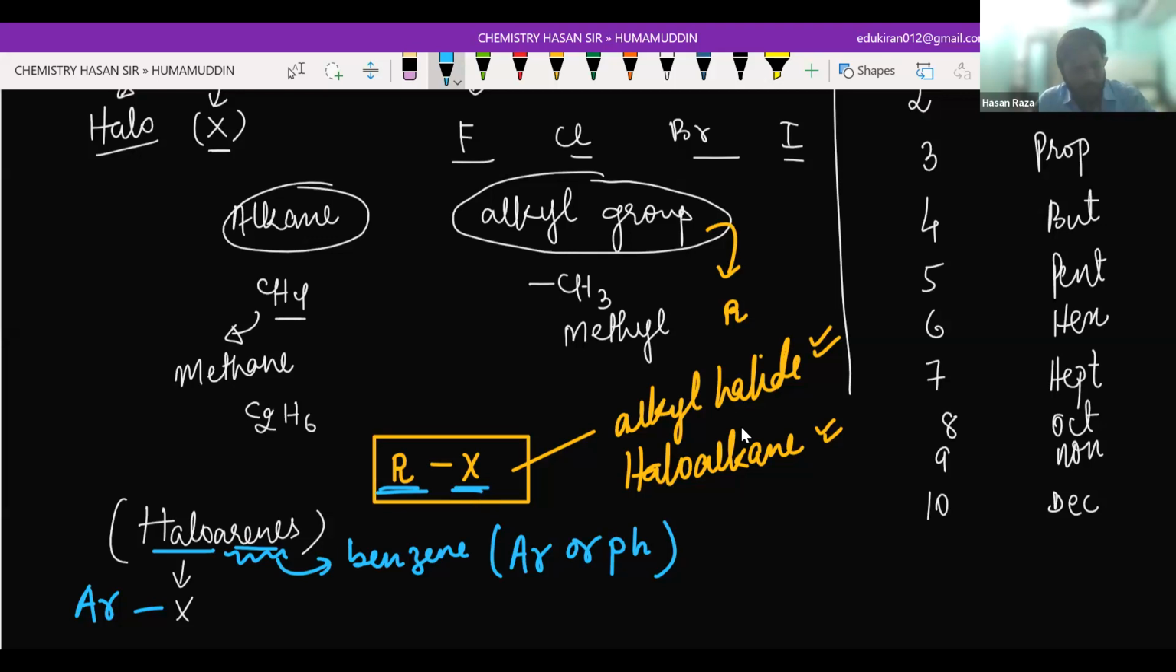Yes. Organic chemistry is very, very important as it has weightage.